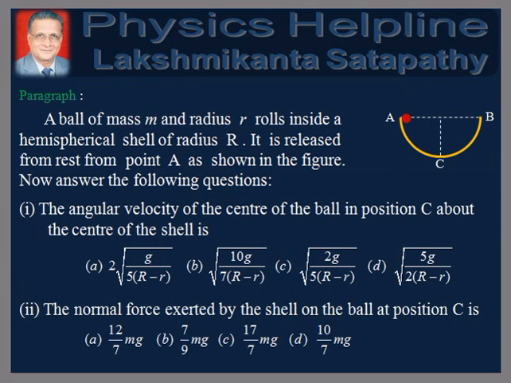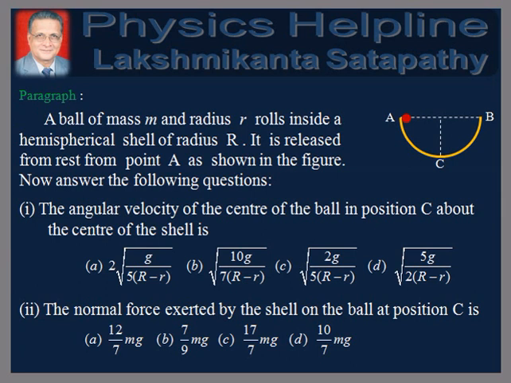Paragraph. A ball of mass m and radius r rolls inside a hemispherical shell of radius R. It is released from rest from point A as shown in the figure. Now answer the following questions.